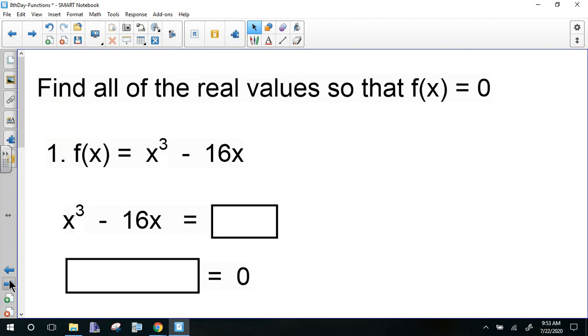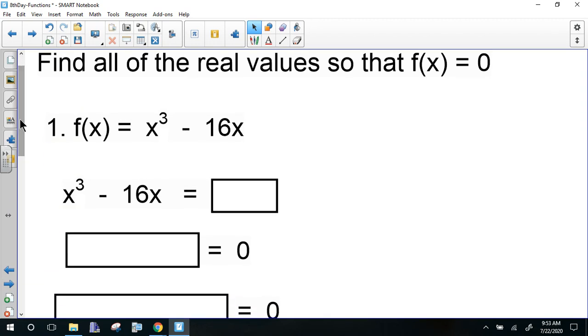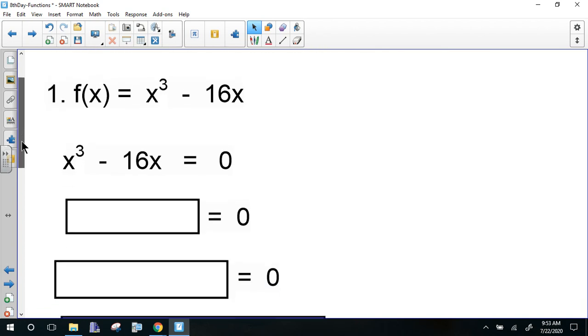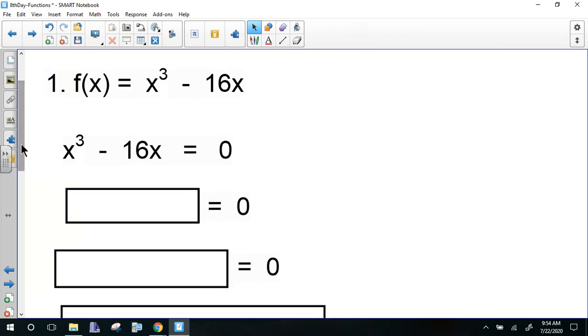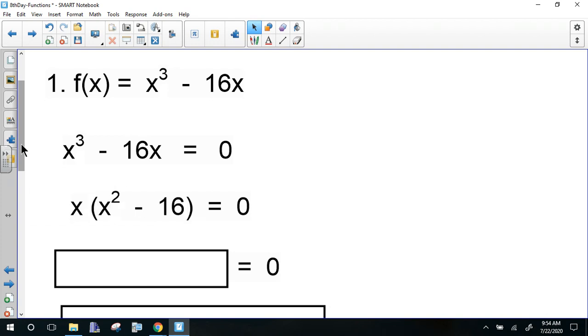Here we want to find all the real values so that f of x equals 0. So in other words, we want to make these equations equal 0. We're going to replace f of x with 0. So let's do that. Now we have an equation. I want to solve for x. First thing you want to look to do is factor. I notice that both of my terms here have an x, so I can factor out an x.